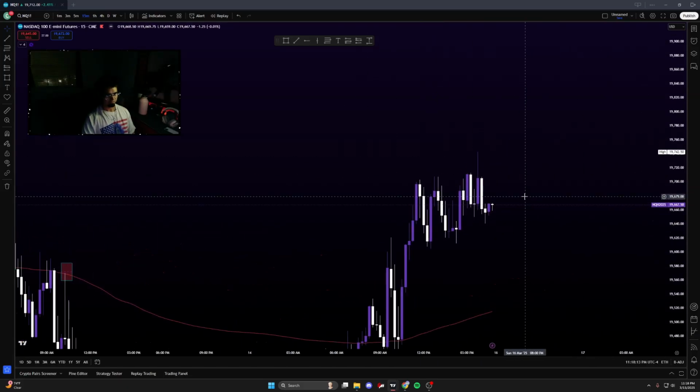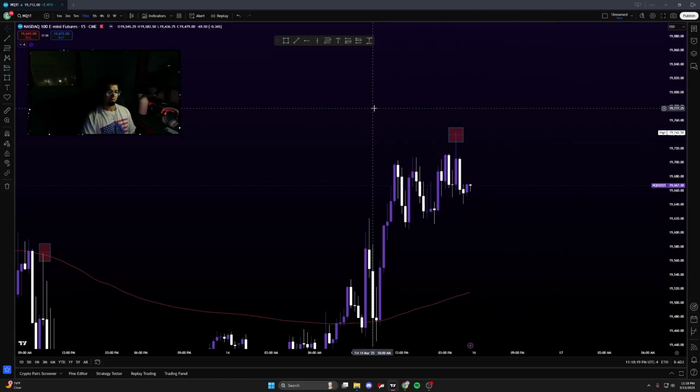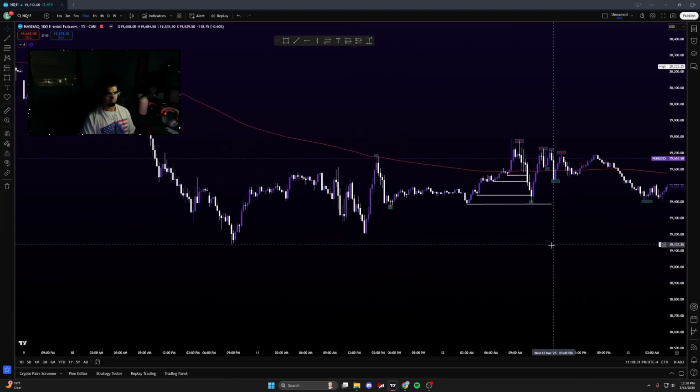Like right here, we see this big doji, right? With this bearish doji being formed right here, we can expect price to go down from here, because that's what dojis do. They help indicate shifts in the market structure.